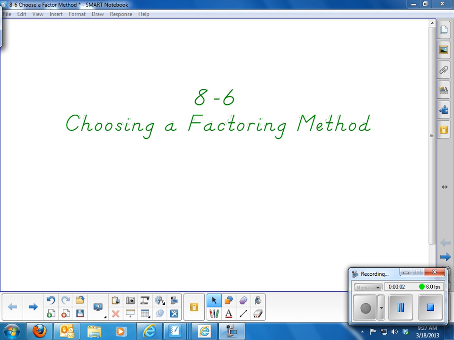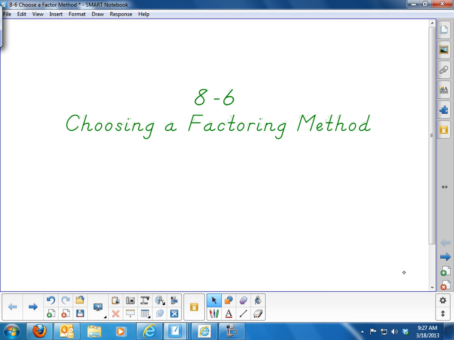Hello everybody, here is your last section in chapter 8, 8-6, choosing a factoring method. Now here we're not learning any new methods. We've learned all the methods that we're going to learn. We're just going to put all the different methods together. Given a problem, we're going to teach you a step-by-step process to go through to determine which method you're going to use in order to factor the problem that you are given.